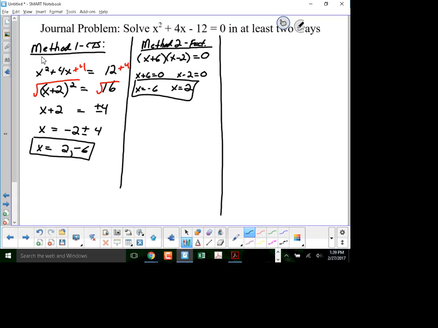Yep, you can put it in your calculator. I'll look at the calculator in a second, and you can find where it crosses the x-axis, or the 0 function. Anything else?